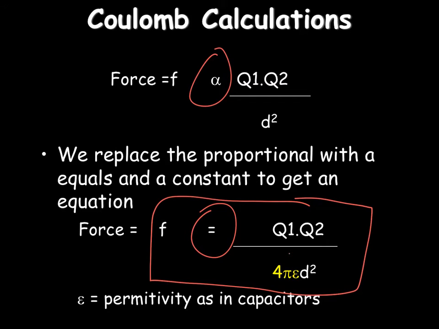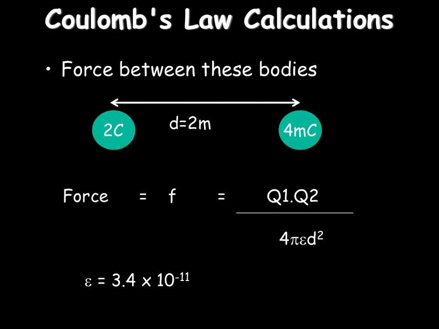Now, it's written in this bizarre form due to the fact that it's got to do with the surface of a sphere, the outside surface of a sphere, which is the thing which is changing the proportionality to the equation. Now, once we have the equation, we can simply do calculations.